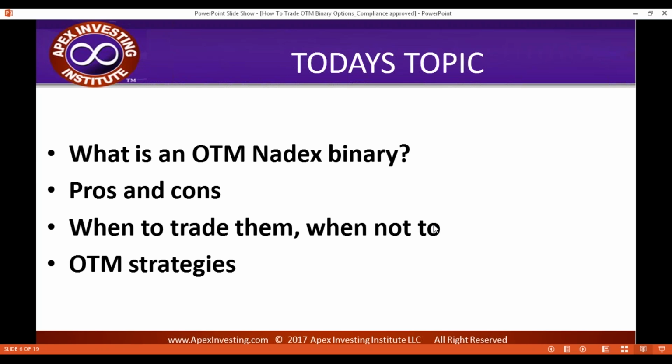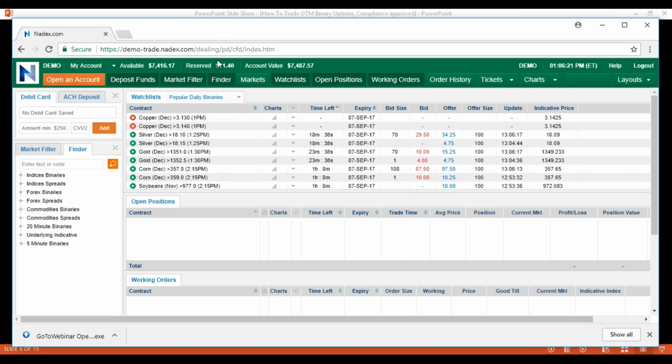So let's jump in here and let's talk about out-of-the-money binaries. What is an out-of-the-money binary? We're going to talk about some of the pros and cons, when to trade them, when not to, and touch briefly on some strategies here. I'm going to breeze through a lot of these really quick, a jet tour for you, and show you where you can get some more information about them if you want to dive in a little deeper. But let's pull up the Nadex platform here real quick.